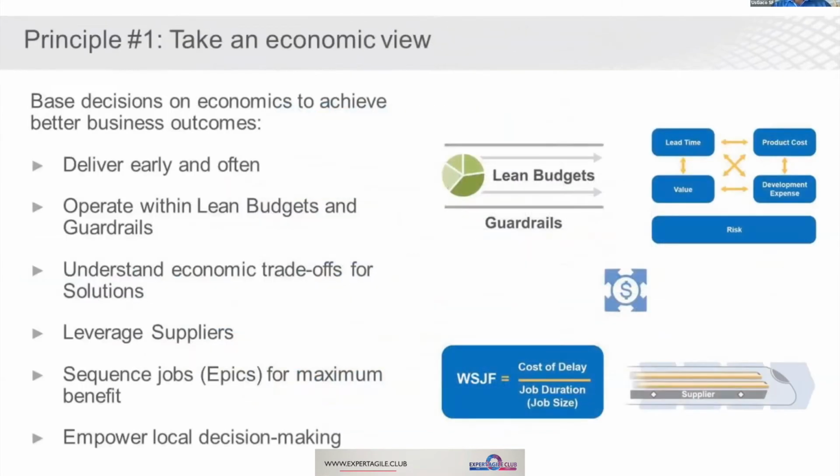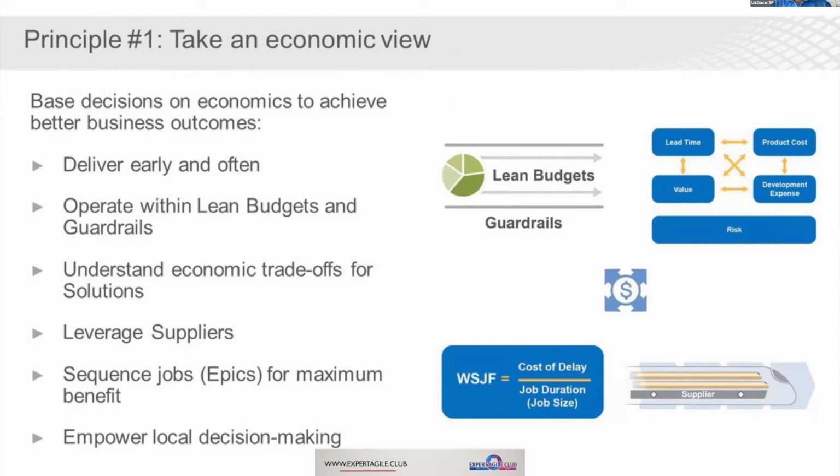So principle number 1, take an economic view. This one is number 1 because it maybe is the most important. And so in order to take that economic view, we need to deliver early and often. We need to operate with lean budgets and guardrails, understand economic trade-offs and solutions. So if we look at the economic trade-offs on the top right there, do we spend more time on development costs? Do we build the perfect thing, or do we build the thing that we can deliver to the market the quickest? How much risk are we going to incorporate? And so all these factors need to be taken into account.